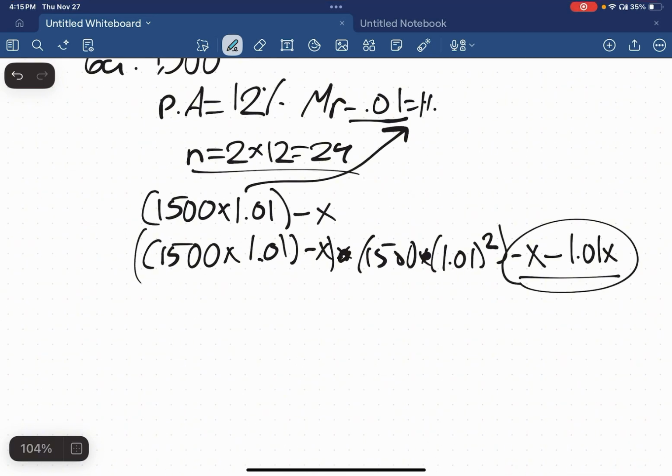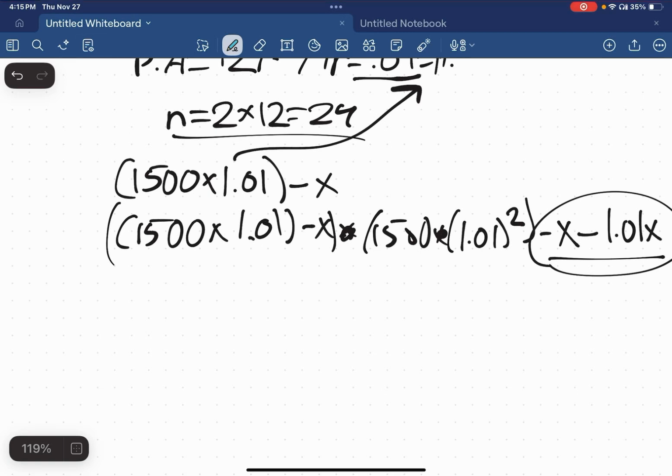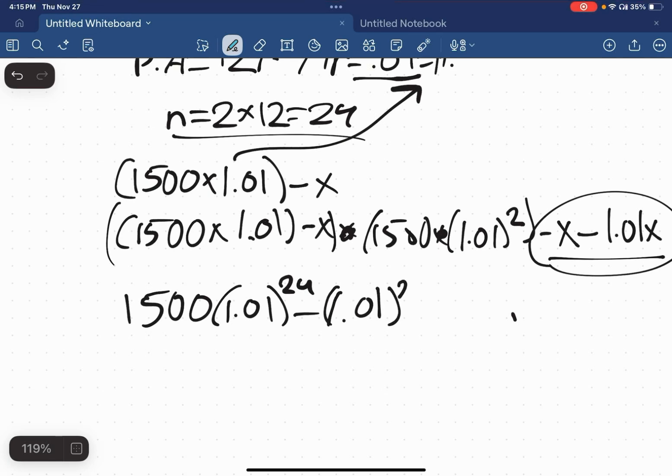I'm not going to write the rest of it, but just know that after 24 months, we get the same equation going on. We get the 1,500 original loan times 1.01 to the power of 24, which is the number of months, minus however much he's already paid, 1.01 to the 23 x, dot, dot, dot, minus x, and that should all equal 0 at the end.